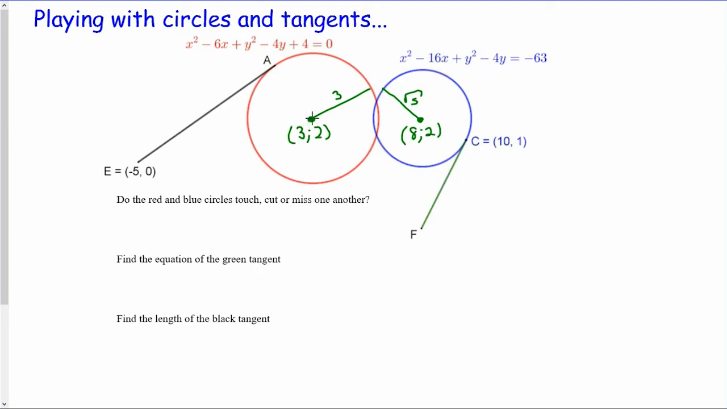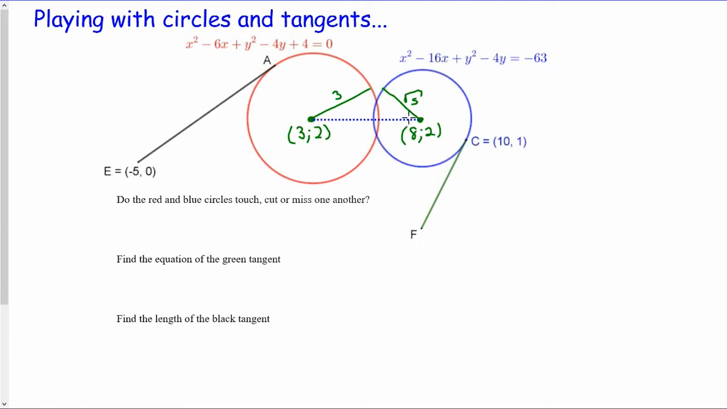If I work out this distance and it exceeds the sum of the radii, the sum of 3 plus root 5, then obviously the circles don't touch one another at all, right?